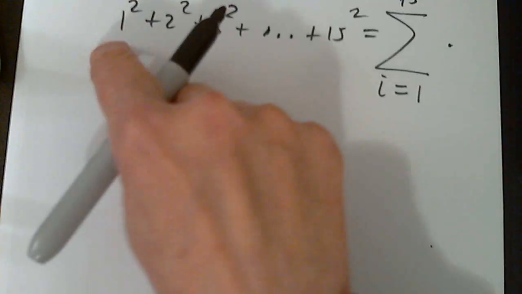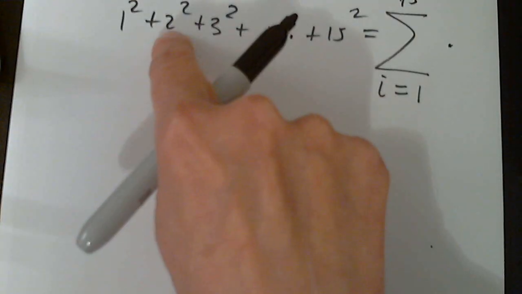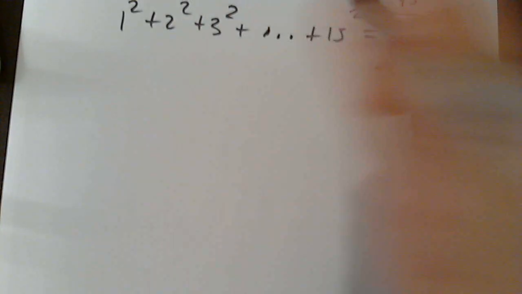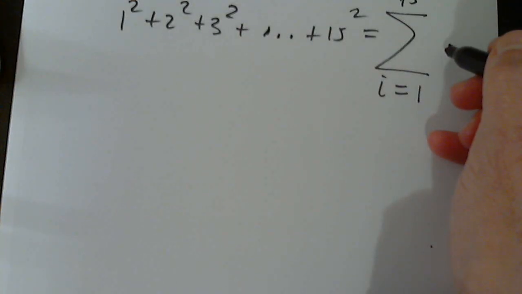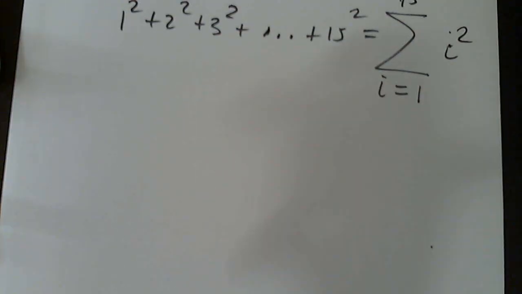When i is 1, I want to get this. When i is 2, I want to get this. When i is 3, I want to get this. Any suggestions? Is it just i squared? That's it. There is nothing else.